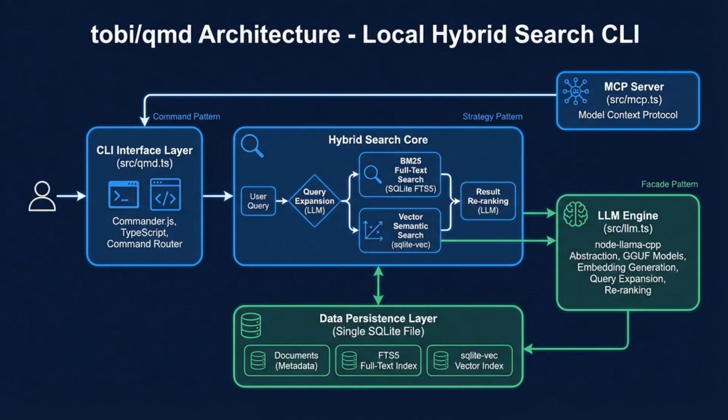Those three query variants, the original and two alternatives, are then sent in parallel to two separate search backends. The first is BM25 full-text search, a classic probabilistic keyword ranking algorithm running on SQLite's FTS5 extension. BM25 is fast and excellent at exact term matching. The second backend is vector semantic search, running on SQLite, which finds documents based on conceptual similarity rather than literal word overlap. The results from 6 retrieval runs, 3 queries times 2 backends, are then merged using an algorithm called reciprocal rank fusion, or RRF.